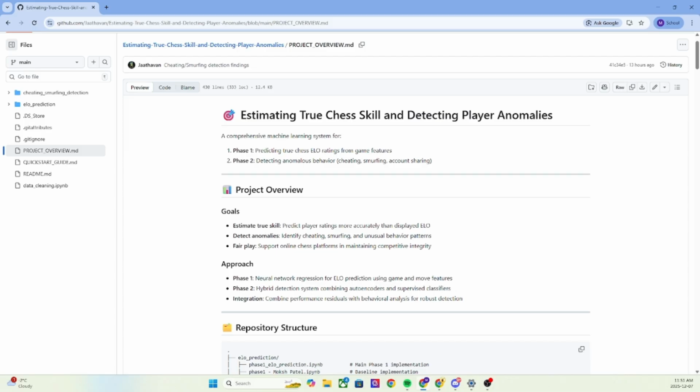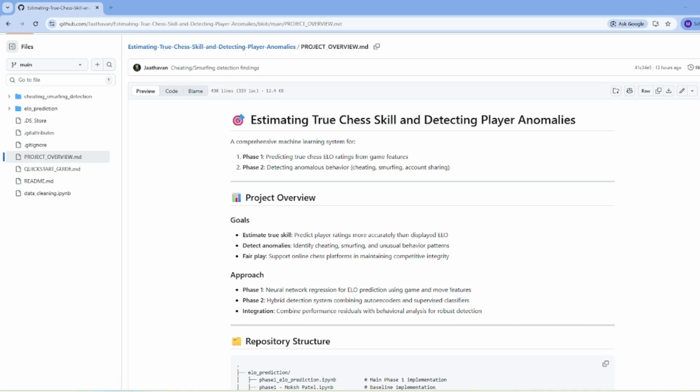In our project, we explore whether modern machine learning and neural networks can complement these traditional methods. Our goal is twofold. The first aspect is predicting a player's true skill level, their ELO, based purely on their game data. The second aspect is detecting anomalies, so games that look suspiciously strong, inconsistent, or engine-like. This becomes a machine learning problem because both tasks, rating prediction and anomaly detection, map naturally to supervised and unsupervised neural network methods.